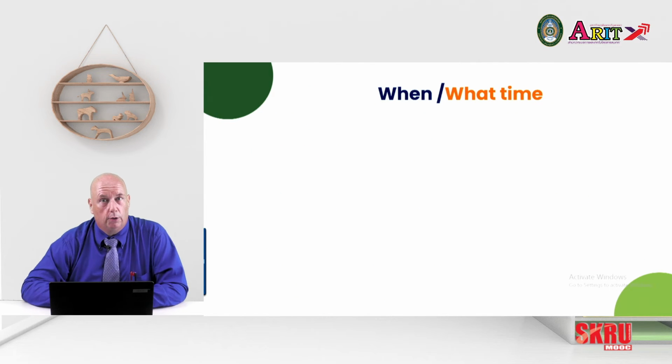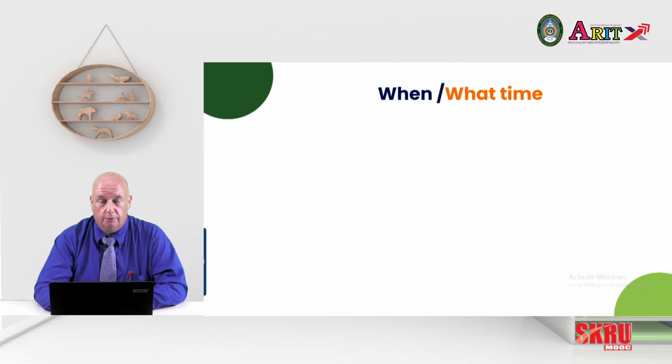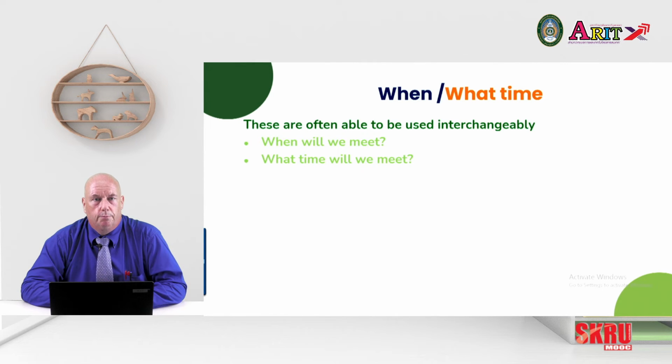Now we're going to take a quick look at when we use when and when we use what time. These are also fairly interchangeable. We often use them for the same meaning. When will we meet? What time will we meet? Two things, they have the same meaning, the answer would be the same. Let's meet at 6 o'clock. We'll meet at 6 o'clock.